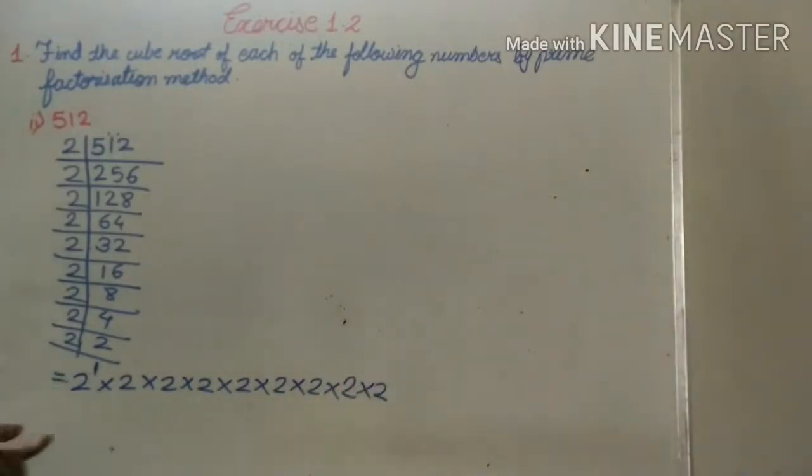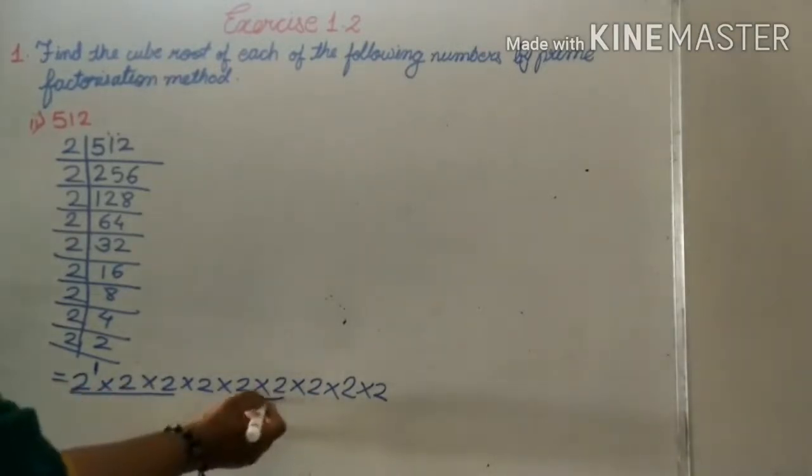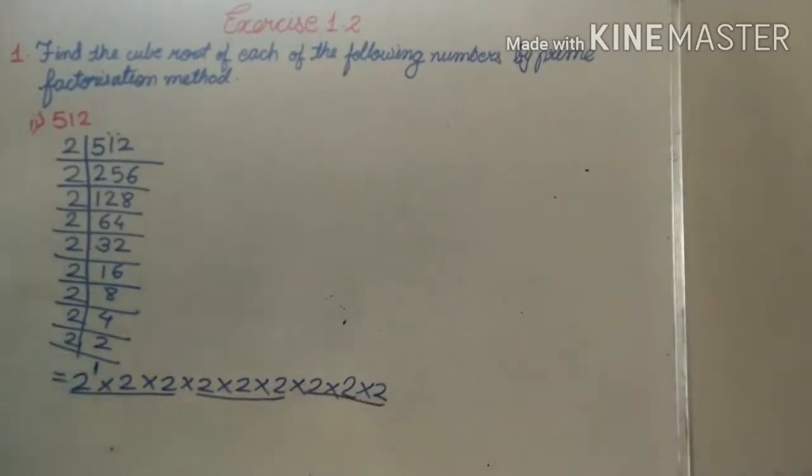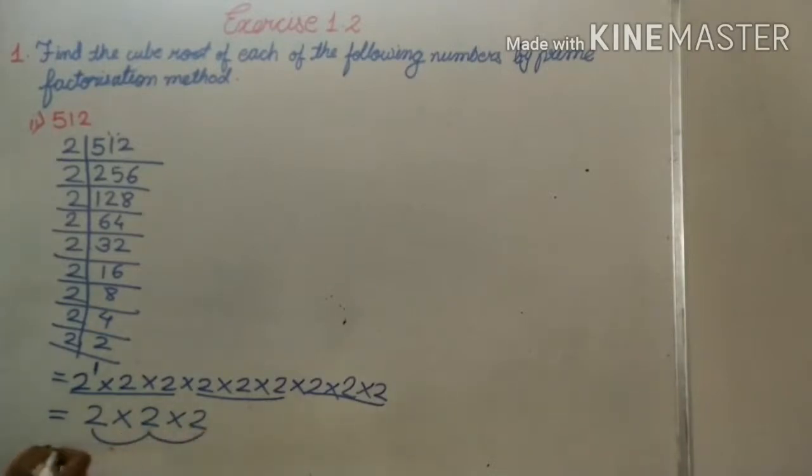Now we know that we have to group these numbers in groups of 3. This is one group, this one is the second group and this one is the third group. From each group we have to take one number. From this group 2 comes here, this multiplication sign, from this group 2 and from this group 2. Now multiply. 2 2s are 4, 4 2s are 8. Therefore, the cube root of 512 is equal to 8.